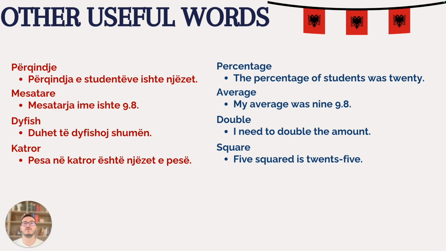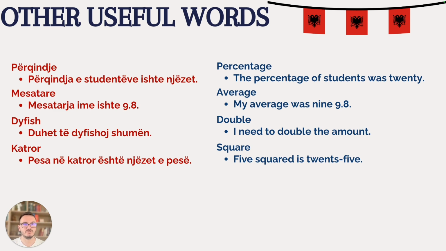Okay, so if we wanted to say threefold, tre fish, fourfold, katër fish, and so on. Duhet të dyfishoj shumën. I need to double the amount. Now I've used the verb here, dyfishoj. In English, it's double as a noun or I need to double as a verb, stays the same.